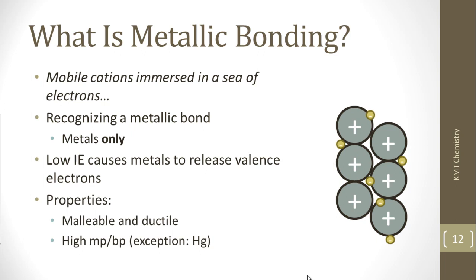The mutual attraction for the electrons keeps them together. This mutual attraction also leads to the high melting point and boiling point. There is one exception to this, that mercury is a liquid at room temperature.